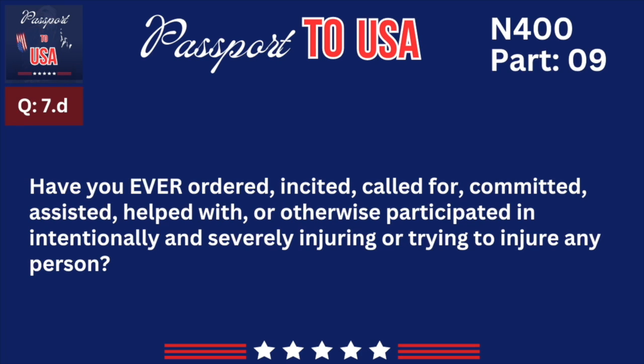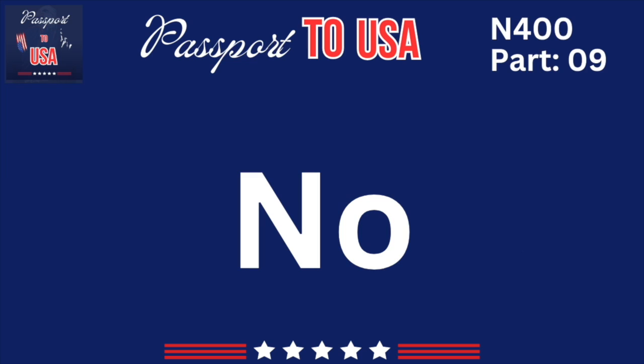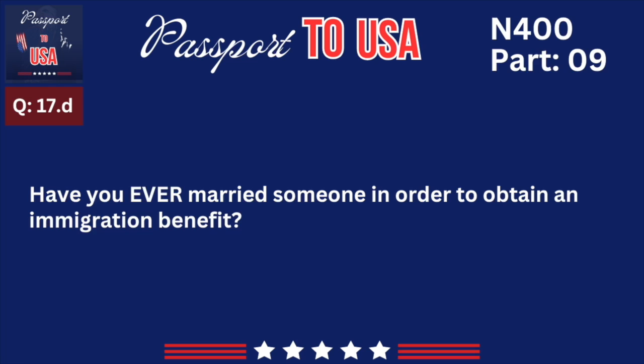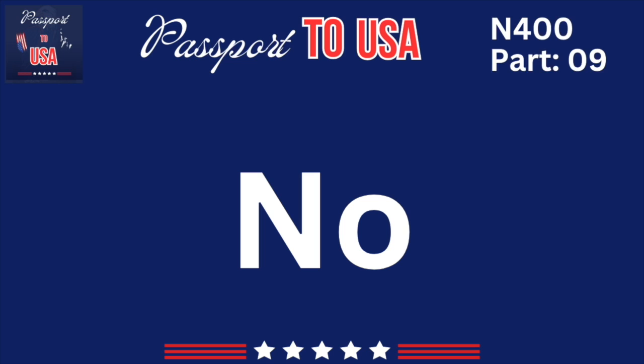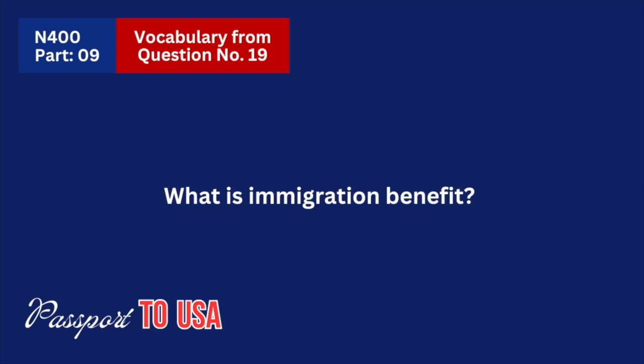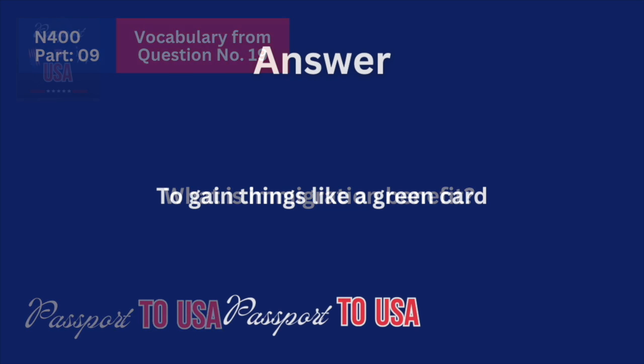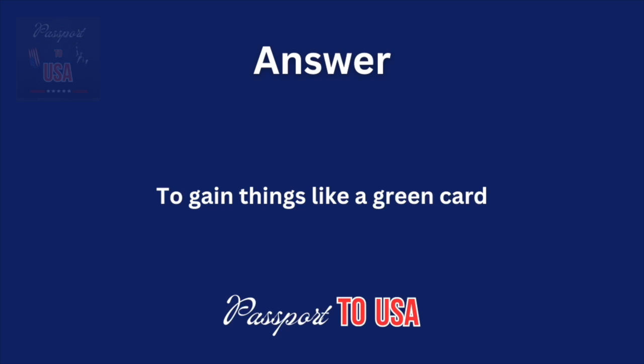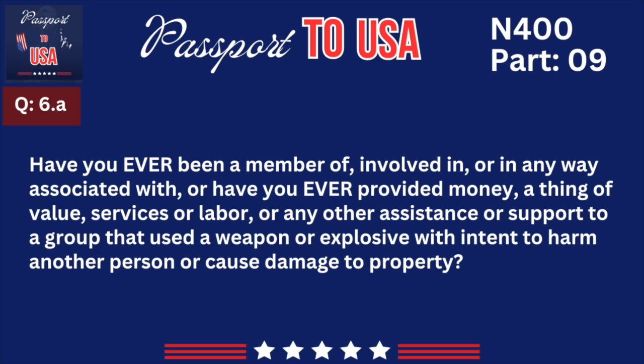Have you ever ordered, incited, called for, committed, assisted, helped with, or otherwise participated in intentionally and severely injuring or trying to injure any person? No. Have you ever married someone in order to obtain an immigration benefit? No. What is immigration benefit? To gain things like a green card. Have you ever been a member of, involved in, or in any way associated with, or have you ever provided money, a thing of value, services or labor, or any other assistance or support to a group that used a weapon or explosive with intent to harm another person or cause damage to property? No.